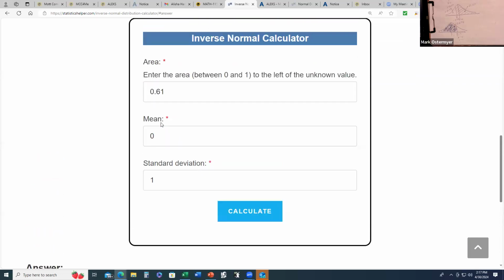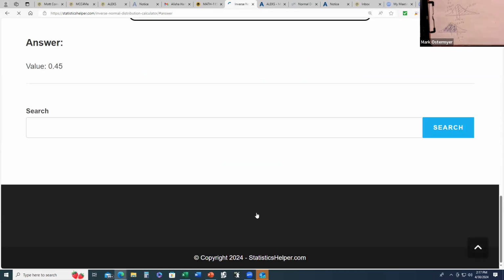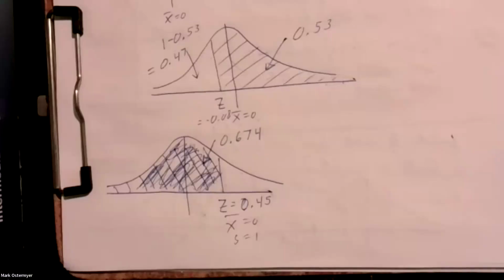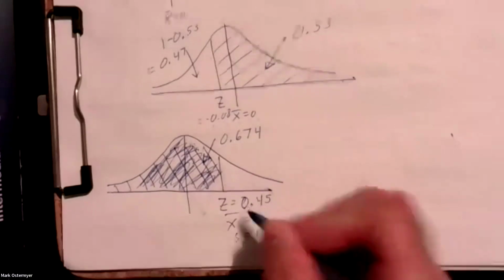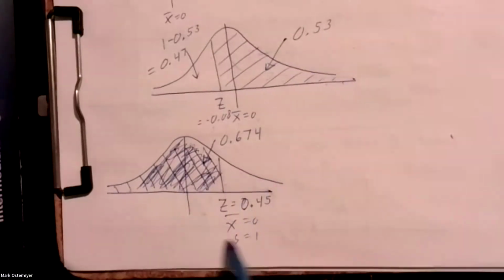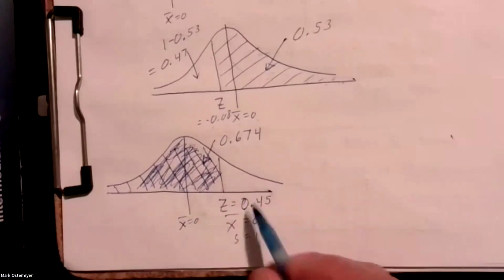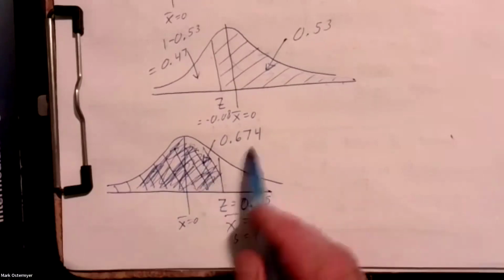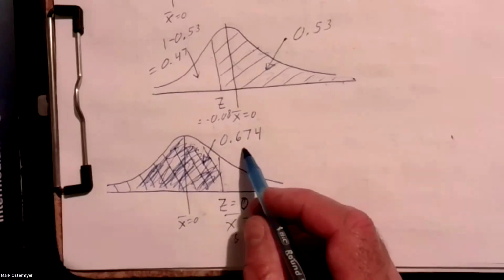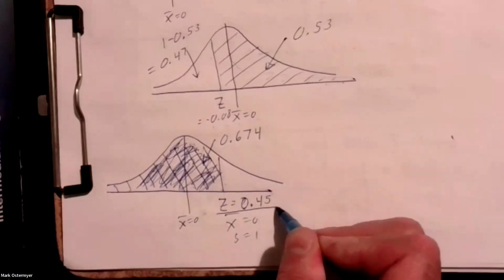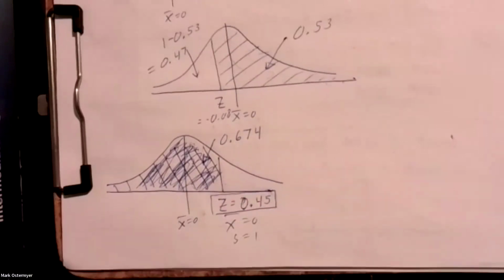Oh, wait. No, what am I thinking of? No, this is correct. 0.674. No, the answer should be exactly 0.45. So this z value is 0.45. I had a brain fart there for a second. It should be 0.45. 0.45 is to the right of the mean because the mean is 0. And isn't 0.45 greater than 0? Yeah, so this is correct. Your 67.4th percentile would be 0.45. That would be your z value there.